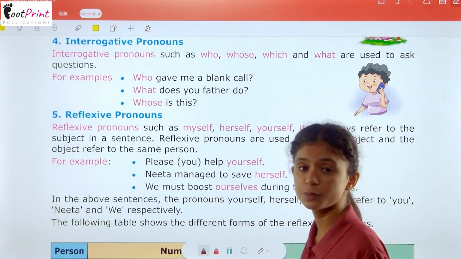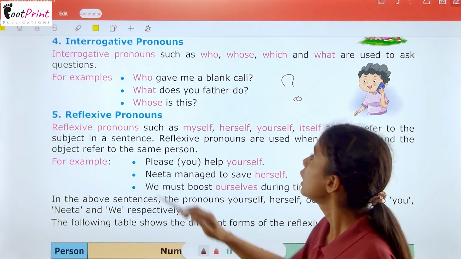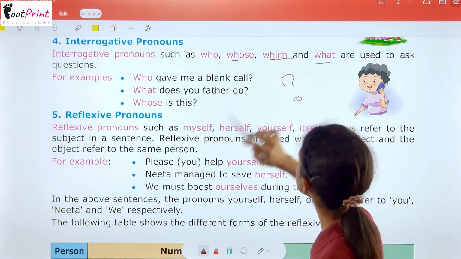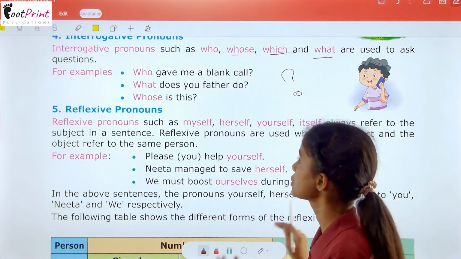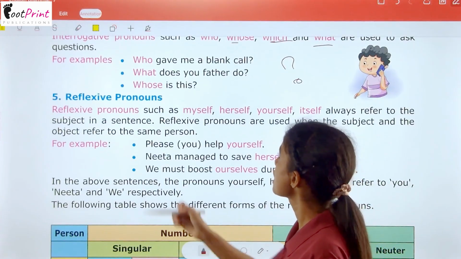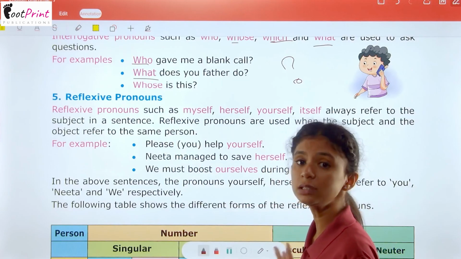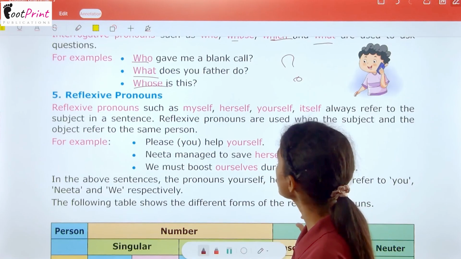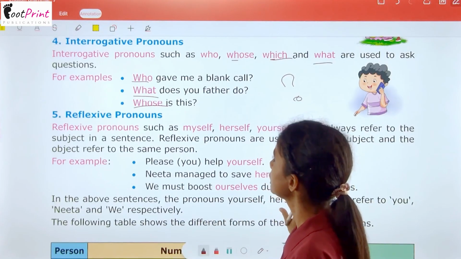Next, we have interrogative pronouns. Interrogative means that it asks questions. Interrogative pronouns such as who, whose, which, what are used to ask questions. For example, who gave me a blank call? What does your father do? Whose is this? So we are using these words to ask questions. That's it, we have in this section.